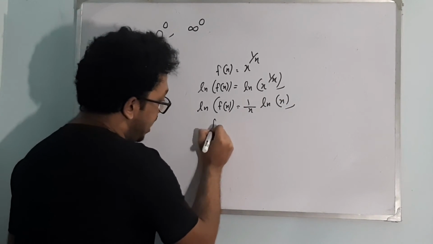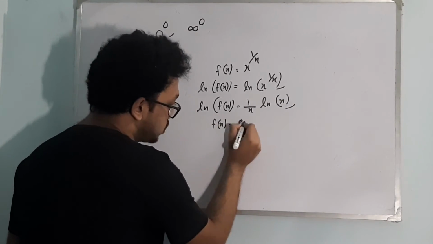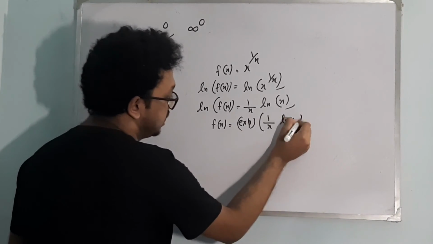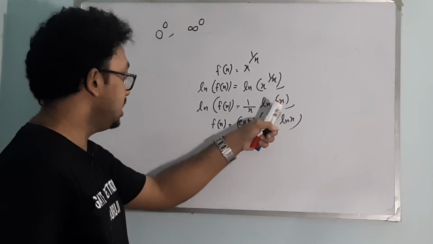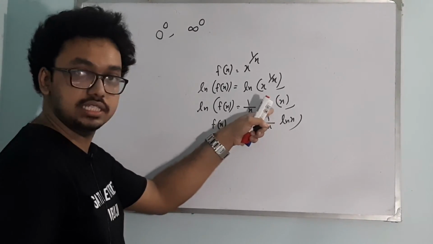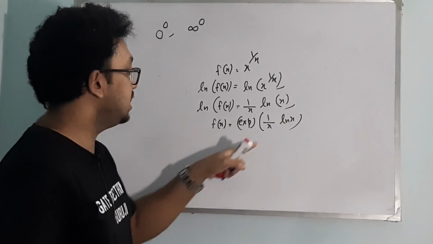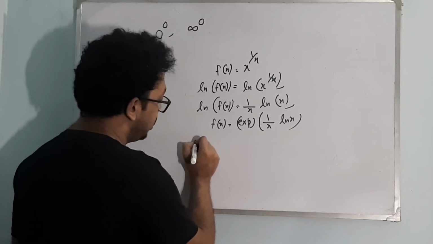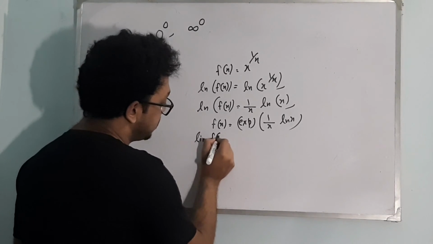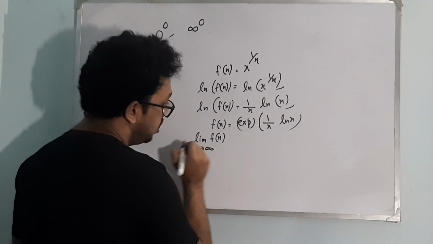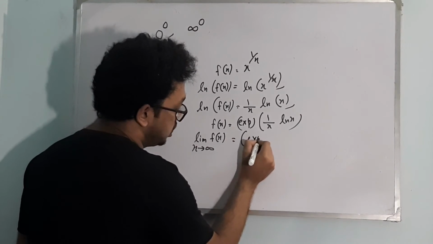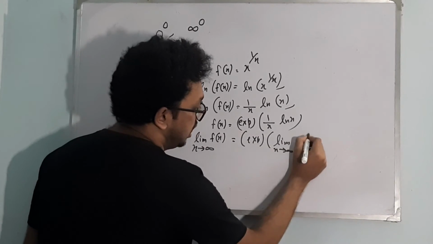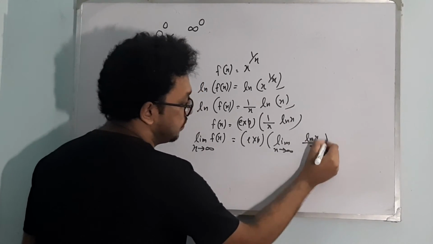The next step is I have to write f(x) in the form of exponential 1 by x into ln of x. I hope it is clear. If ln of f(x) is this, then f(x) is nothing but e to the power this. Exponential 1 by x ln x means e to the power 1 by x ln x, right? Now apply limit on both the sides. You have to find out the limit at x tends to infinity. So it will be same as exponential limit x tends to infinity ln x divided by x, right?